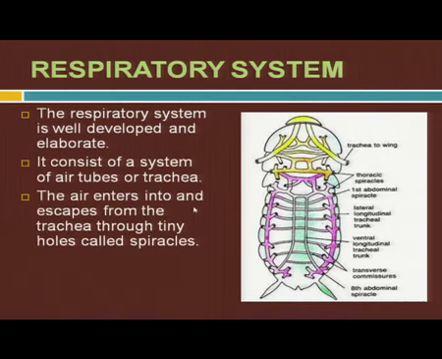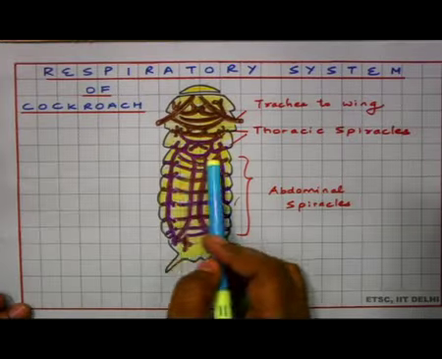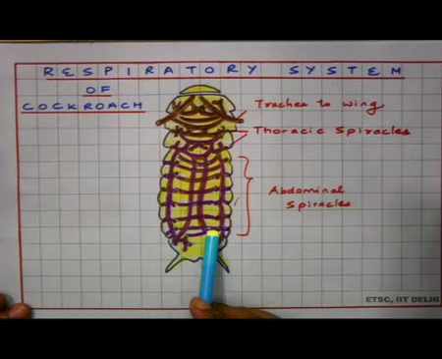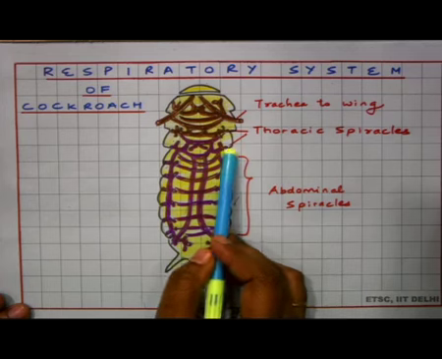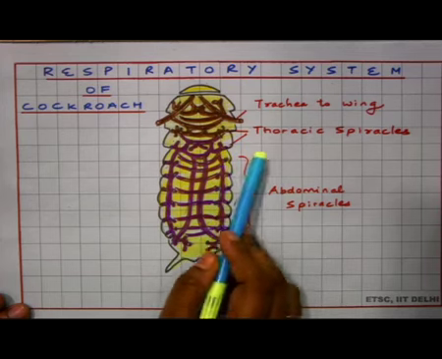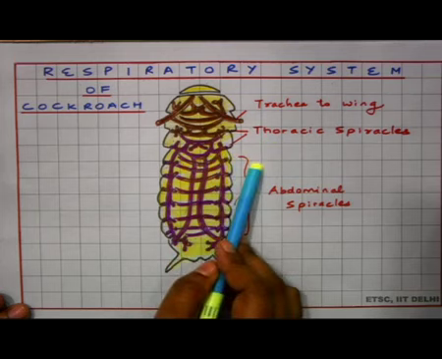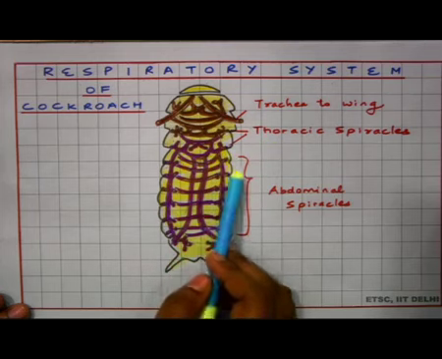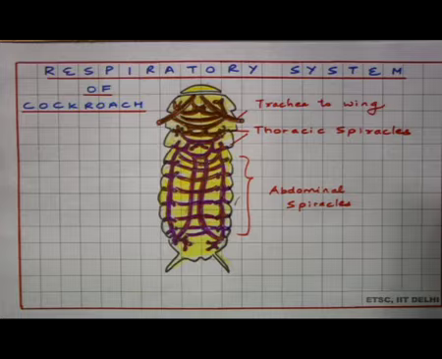The air enters into and escapes from the trachea through tiny holes called spiracles. So, these are the tube-like network structures which are known as trachea, and they have tiny holes known as spiracles. The air enters as well as escapes from these tiny holes or the spiracles.